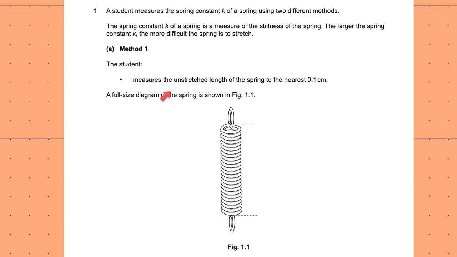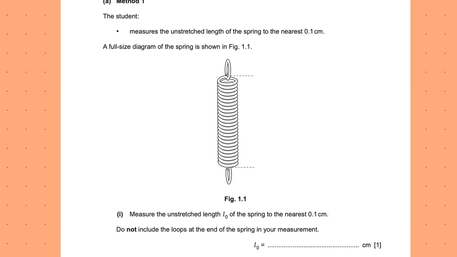Method 1, the student measures the unstretched length of the spring to the nearest 0.1 centimeters. A full-size diagram of the spring is shown in 1.1. Measure the unstretched length L0 of the spring to the nearest 0.1 centimeters. So you just place your scale between these dotted lines and you read off what this length is. When you measure, this turns out to be 5.5 centimeters approximately. Do keep the accuracy in mind, so you need to give it to 0.1 centimeters, right? So this is something you should take into account.